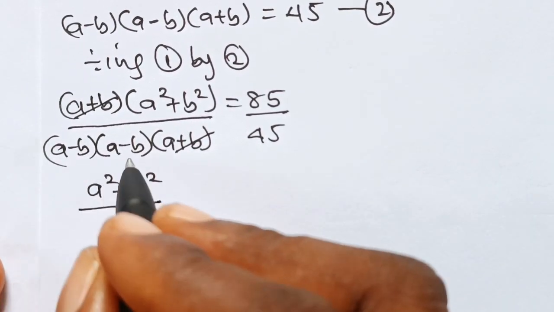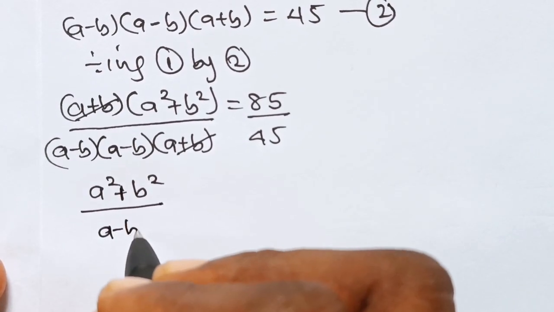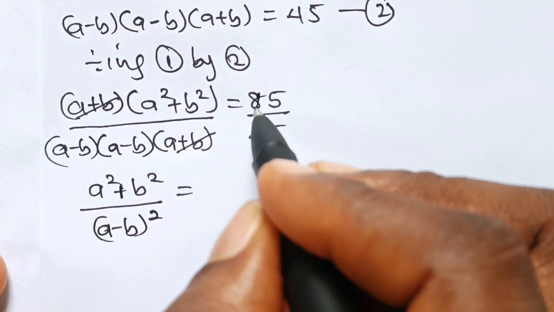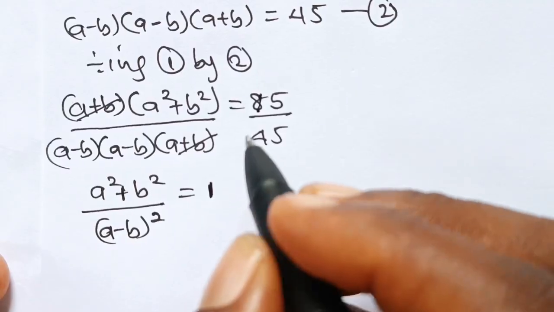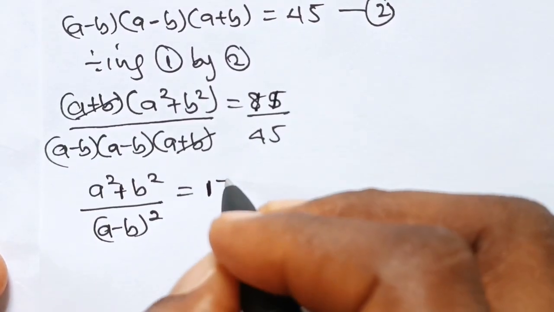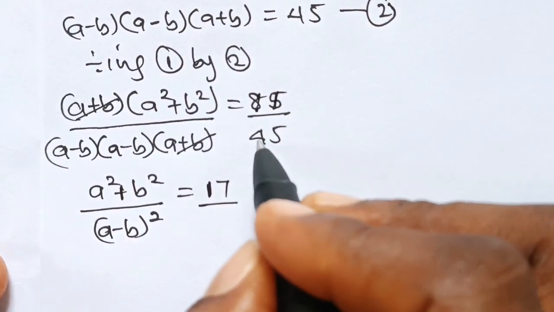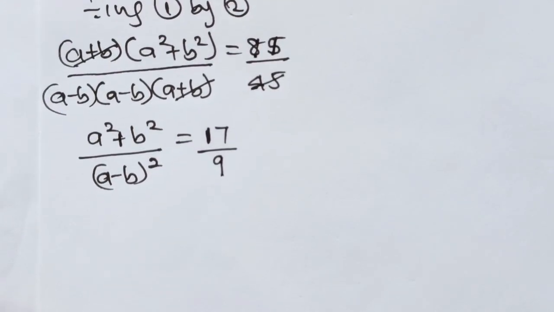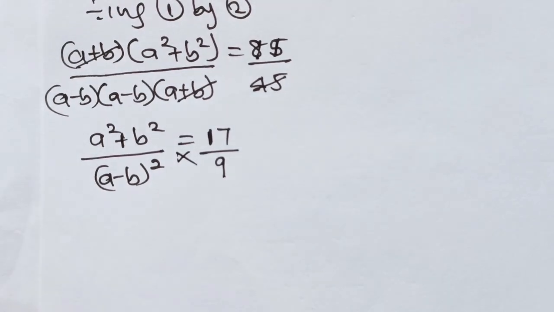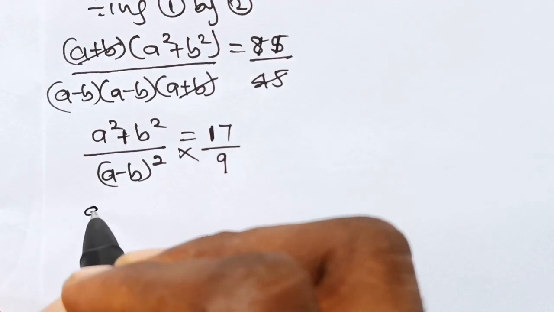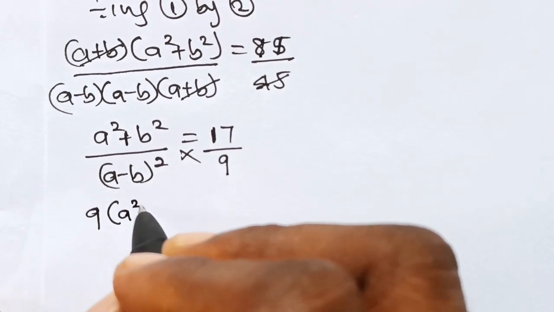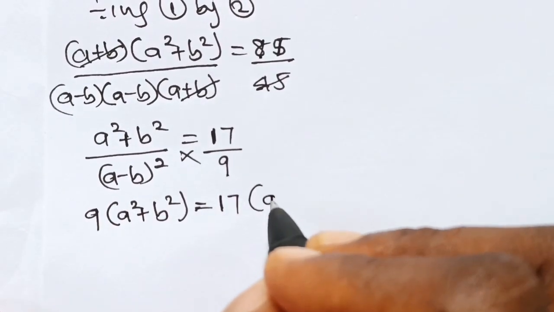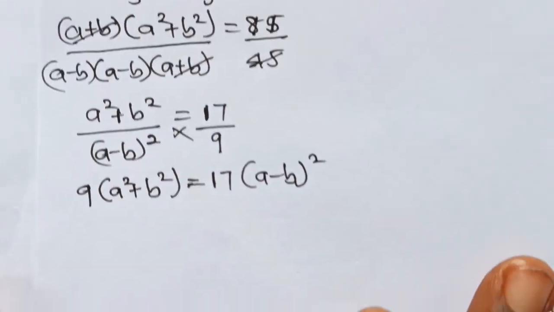divided by a minus b times a minus b, which is a minus b squared, is equal to, now when 5 divides 85, we have 17, and when 5 divides 45, we have 9. Now let's cross multiply. If we do that, we will have 9 brackets a squared plus b squared is equal to 17 brackets a minus b squared.